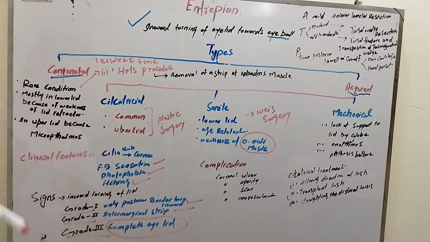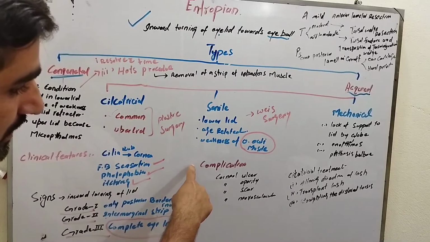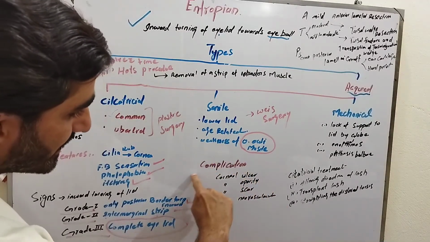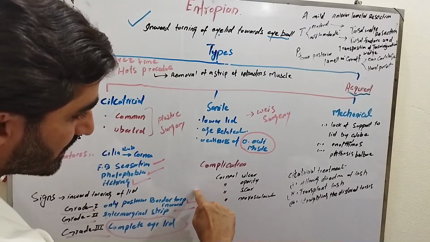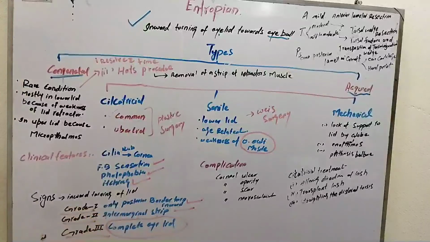Now what are the complications of entropion? All the complications of entropion are related to the cornea. Here, corneal ulcer, corneal opacity, corneal scar, corneal neovascularization. These were clinical features, signs and complications. Now I am going to explain the treatment of entropion.